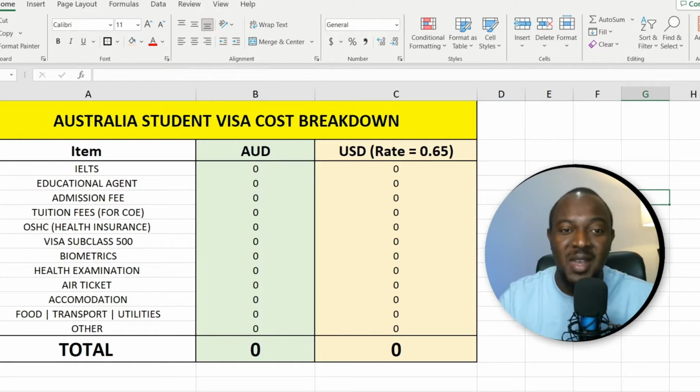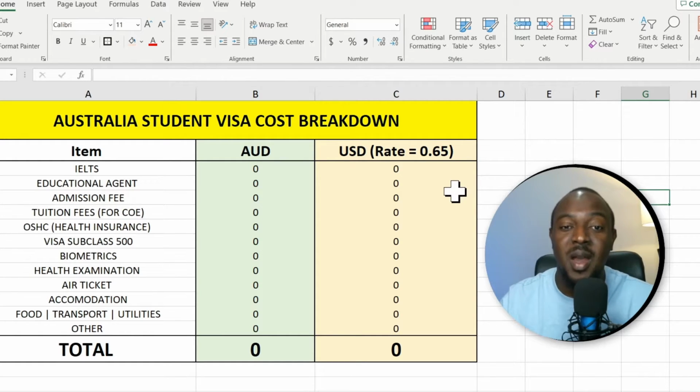Okay guys, so I've got my Excel sheet here. Australian student visa cost breakdown. Again, this is just an estimate. I'll be entering the numbers in Australian dollars and I'm going to convert that automatically into US dollars. I'm recording this video on the 3rd of March 2024, and as of today's rate, Australian dollars to US dollars is 0.65. So basically multiply every number I enter here by 0.65 and it should give the conversion in US dollars, if that makes sense.